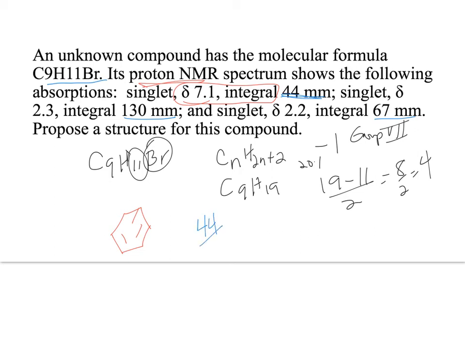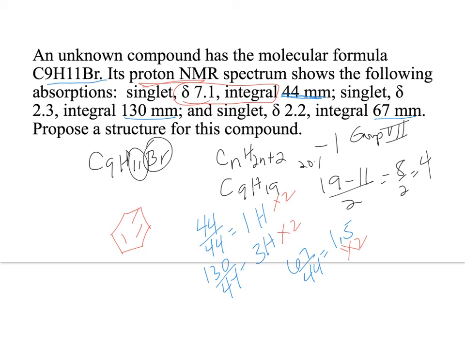So we divide everything by the lowest number to get whole number ratios. This would be 1 proton. Then 130 divided by 44 is going to give you 3 protons. And then 67 divided by 44 is going to give you 1.5. Because you can't have 1.5 protons, you're going to have to times all these by 2 to get our true count. Okay, and that's 3, that's 6, and that's 2. So add these up. 2 plus 6 plus 3 is 9, 10, 11, and there you go, there's 11.